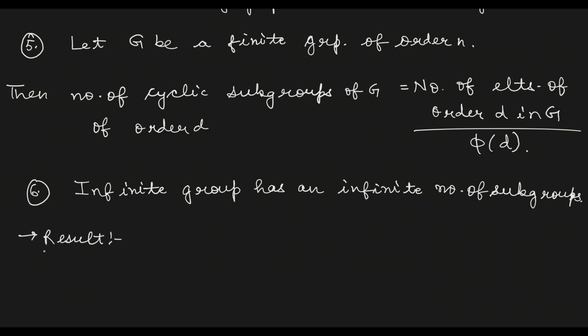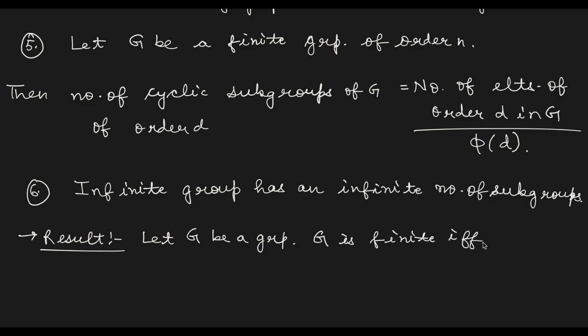Result: let G be a group. G is finite if and only if it has a finite number of subgroups.